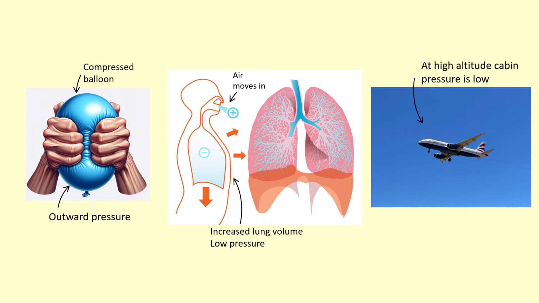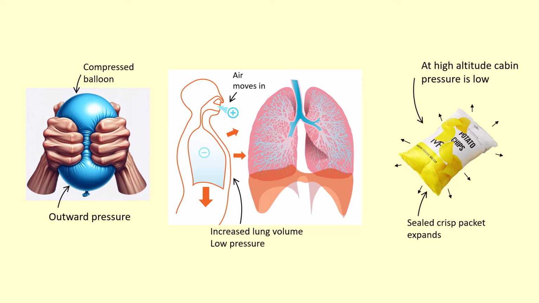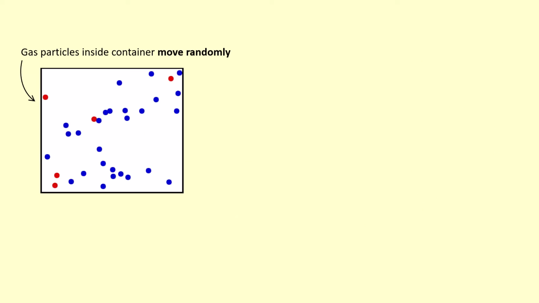Or if you've ever taken a flight and the flight's gone up quite quickly and you've got some sealed bag like a crisp bag, then you might have noticed the crisp bag actually expands. It gets bigger, takes up more space. This is because of the change in the pressure inside the cabin as the flight goes up. So we're going to try to explain all of these phenomena using gas pressure today.